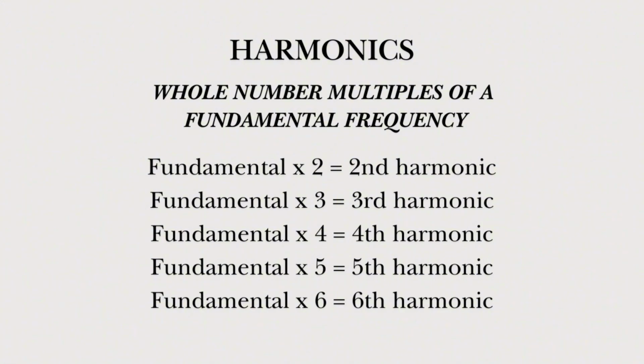Let's take 60 hertz, for example. A whole number multiple would be 2, 3, 4, 5, 6, 7. The second harmonic, the third harmonic, the fourth harmonic, the fifth harmonic. So if we take 60 hertz and we multiply that by 2, we're now sitting at 120 hertz. And that's going to be our second harmonic. 60 is the fundamental frequency, and 120 is the second harmonic.